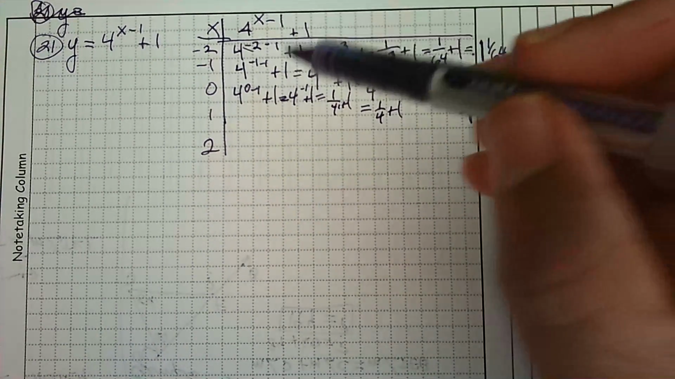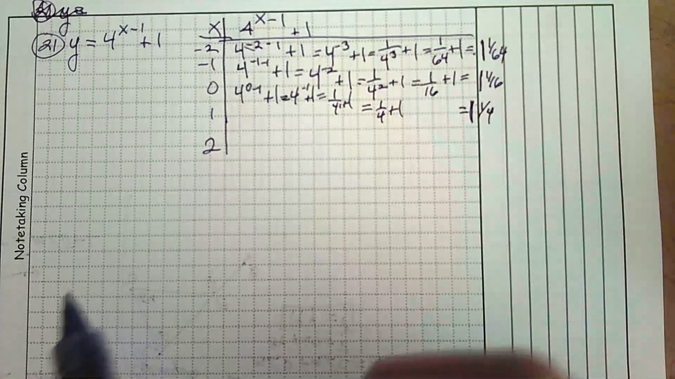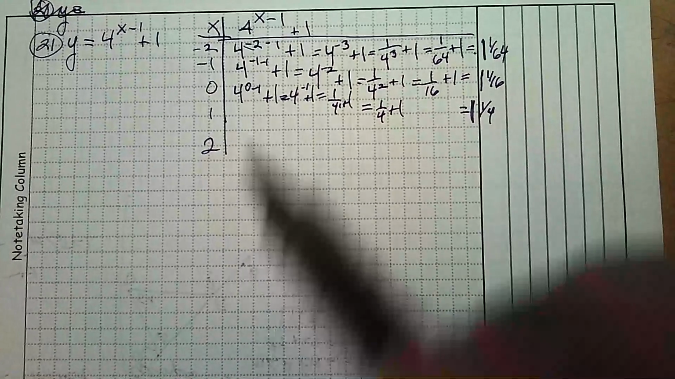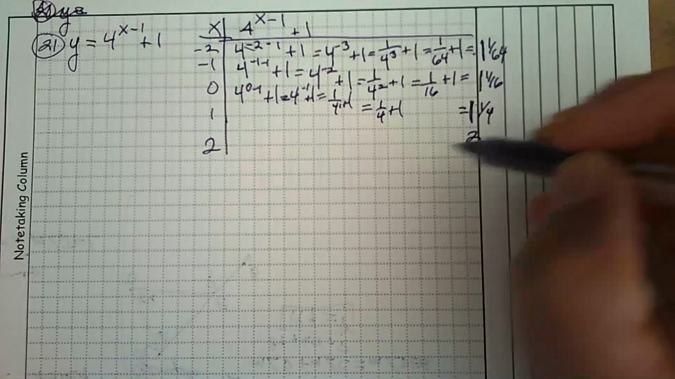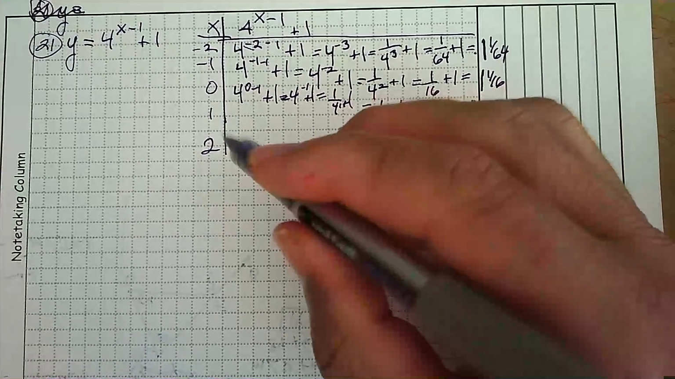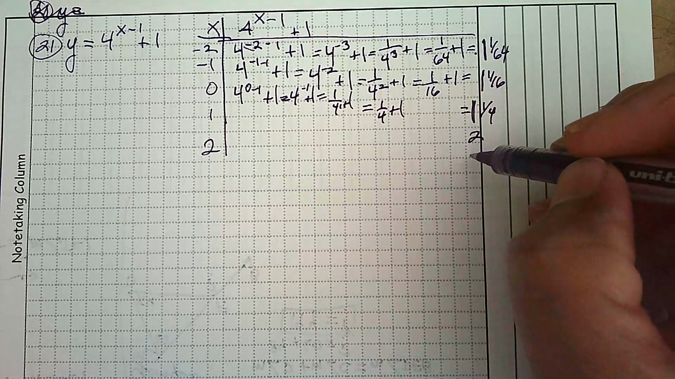Now the same process for 1. You do the same thing for 1, you should get 2. And then for x, when you use 2 for x, you should get 5.